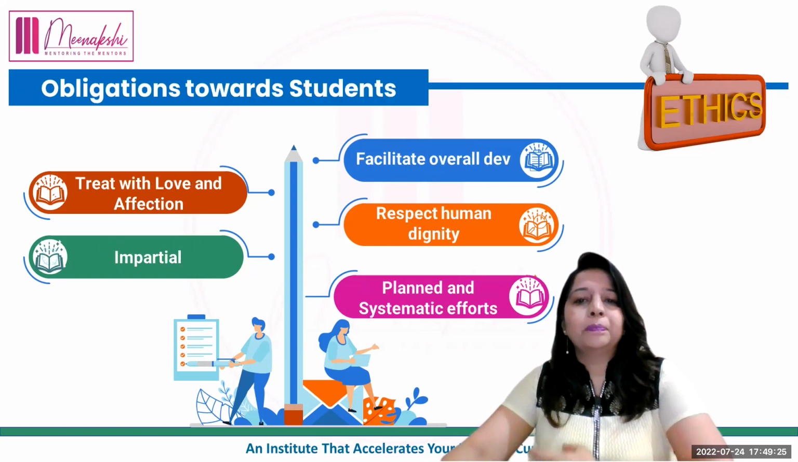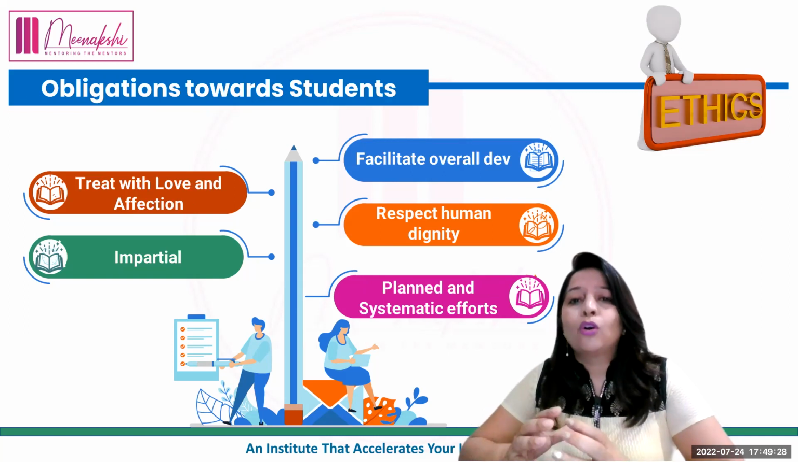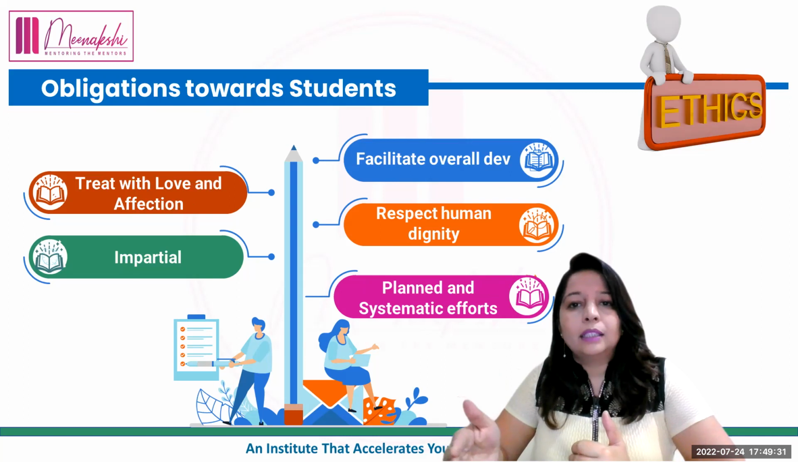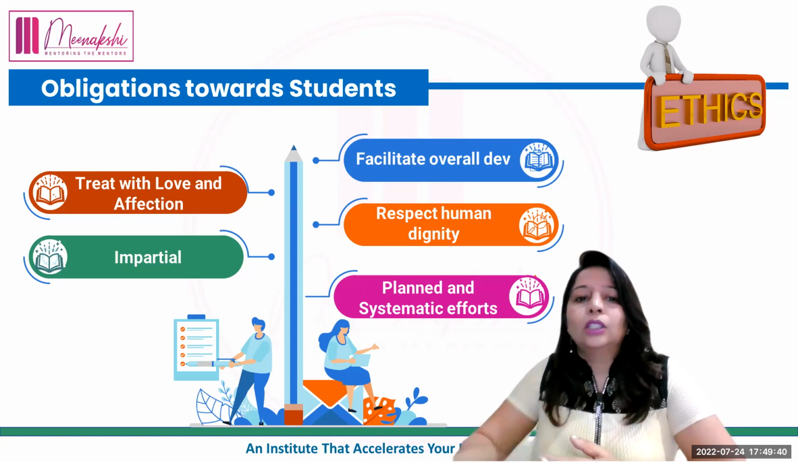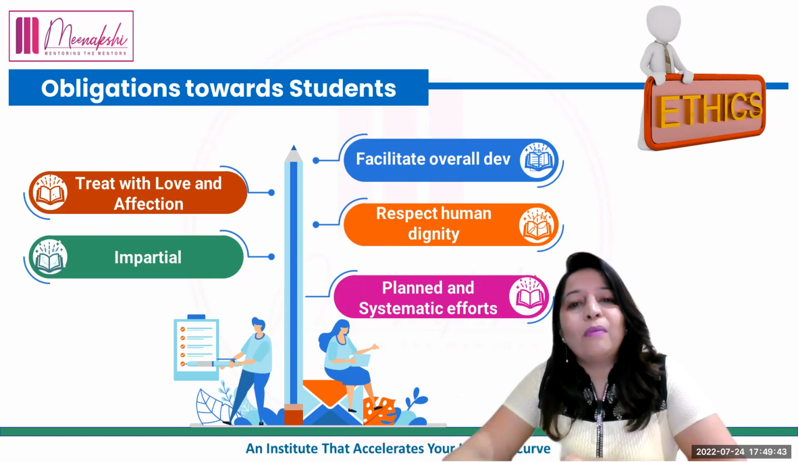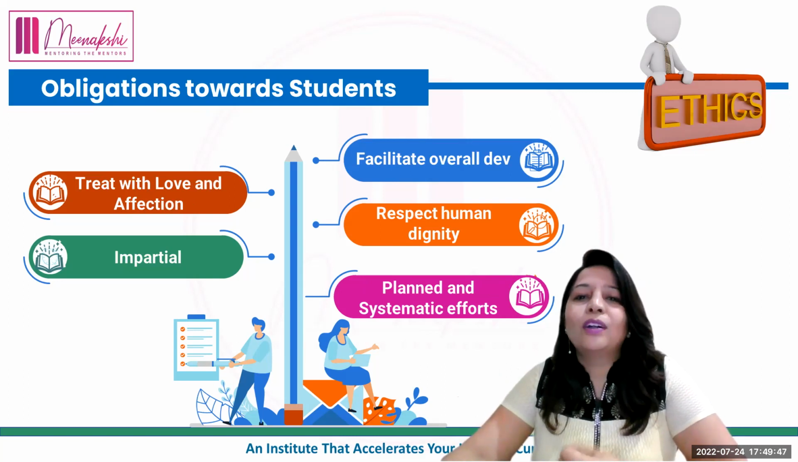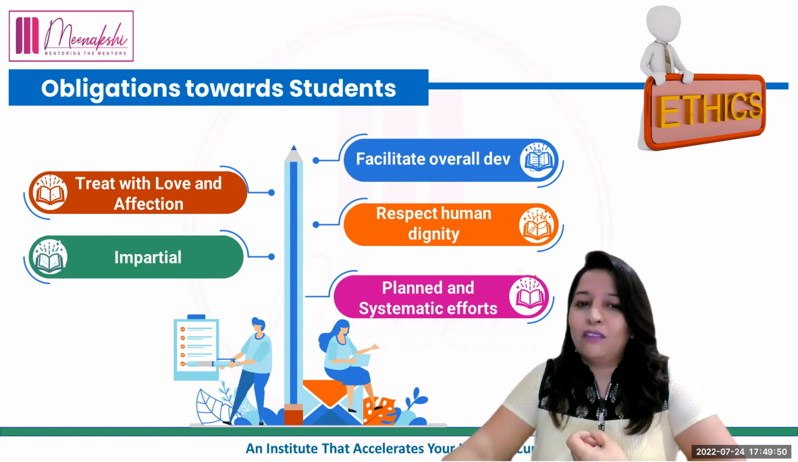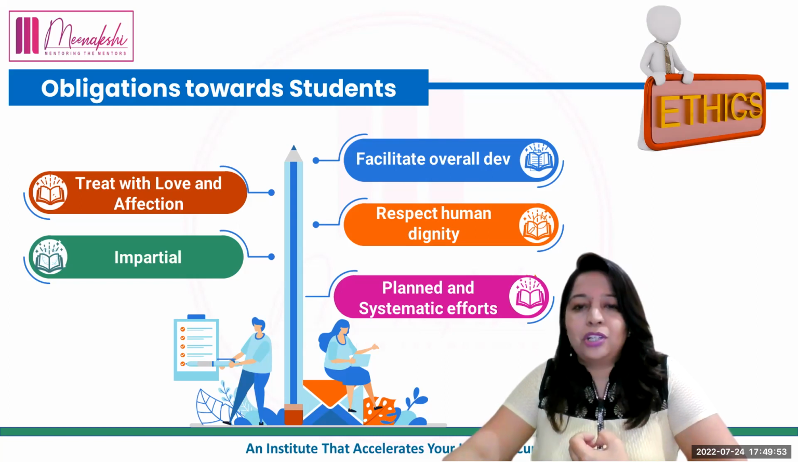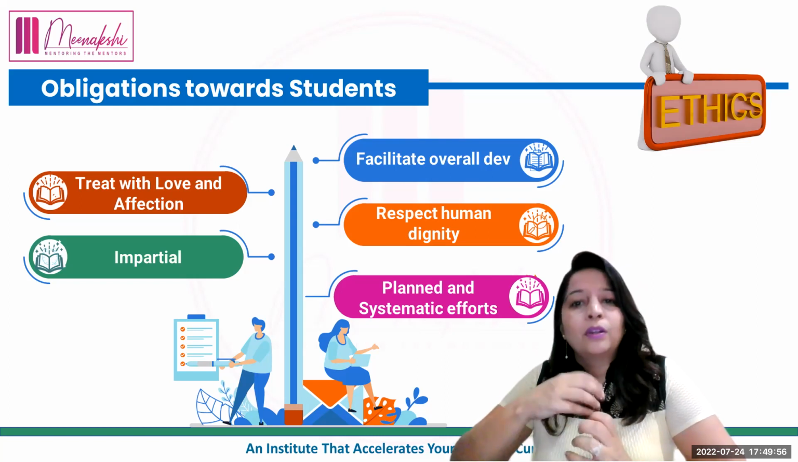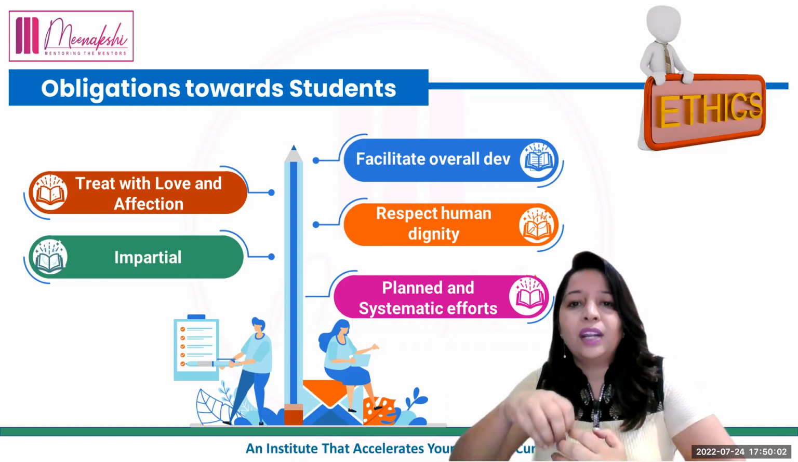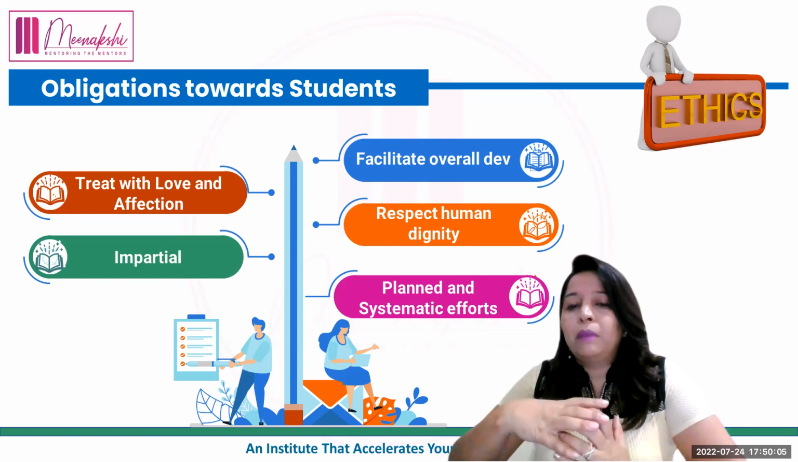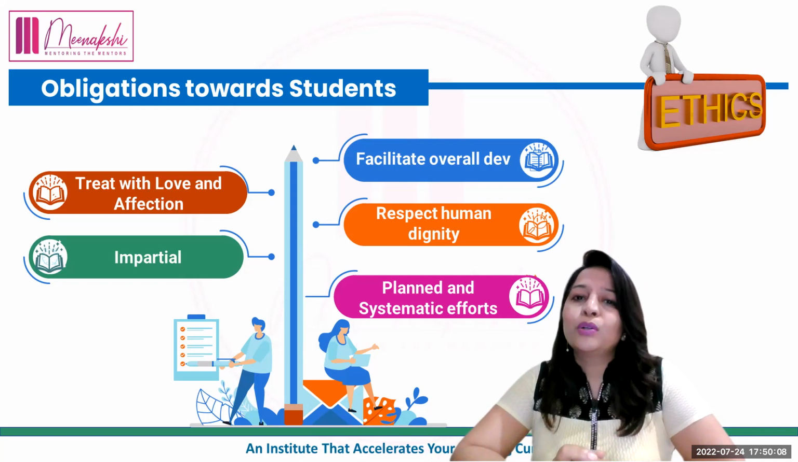Now we're going to talk about what is there in the code of conduct. The code of conduct is divided into various parts. First of all, it talks about obligations towards the students. Being a teacher, what are my obligations towards the students? First of all, it is to treat all my children with love and affection. This is what our children want. Teachers should treat them with love and affection, and we should have an impartial attitude towards all the children. All the children should be equal to us, irrespective of their caste, color, creed, religion, or maybe their financial background, whatever it is, they all should be equal.